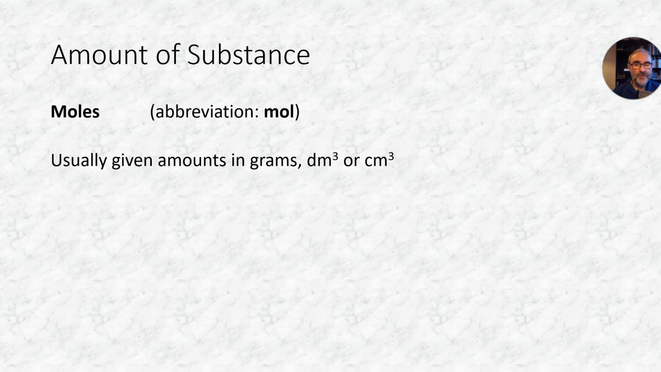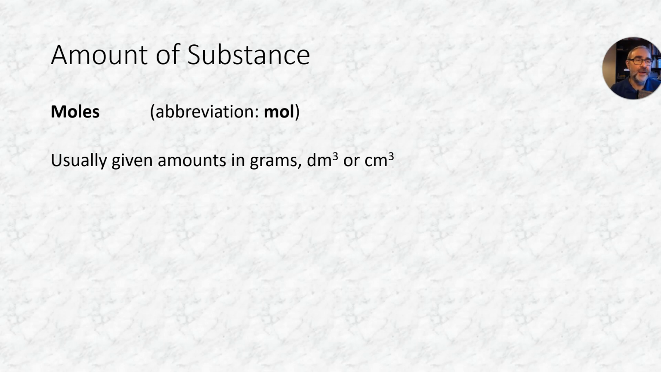Now, the thing with the amount of substance is we're usually given the amounts that we're using or measuring in grams, or in decimeters cubed, or centimeters cubed. Something that is a convenient physical measurement that someone is recording. But as I've talked about before, those are telling us nothing about the amount of substance. If we have 1 gram of one substance and 1 gram of another, there could actually be very different amounts of substance in terms of how many molecules or atoms are present in that gram.